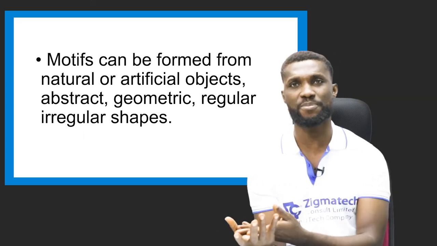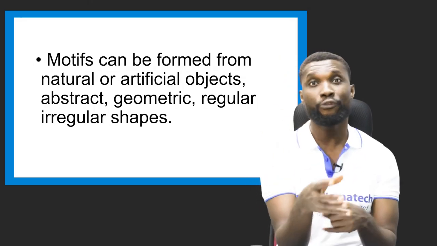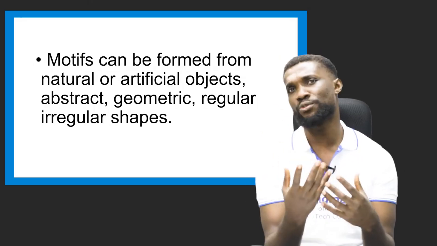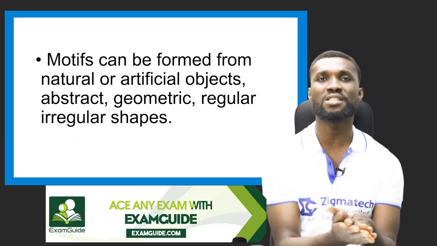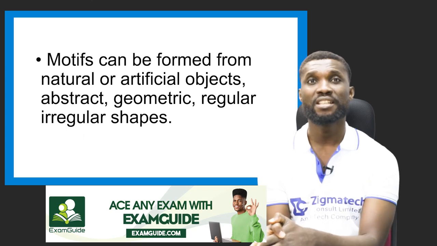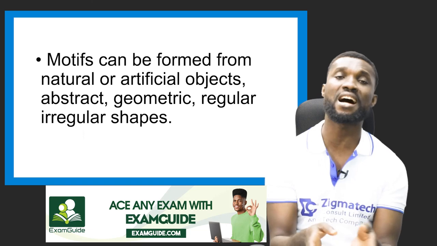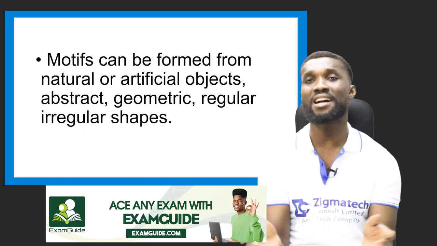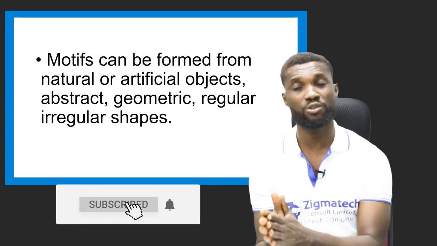And then we have the abstract objects or the abstract motifs. These are irregular shapes. Things you can neither relate with or relate to. They are distorted forms. For example, you can get a face of a human being and then you distort it to make it an abstract image. So they fall under the abstract. While the geometrical shapes, they are mathematical forms, mathematical shapes, like the triangle, the square, the star, the cube, the rectangle, you know, to mention but a few. Now these are geometrical shapes.